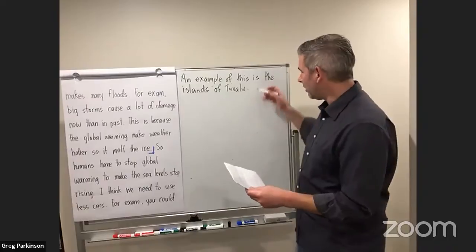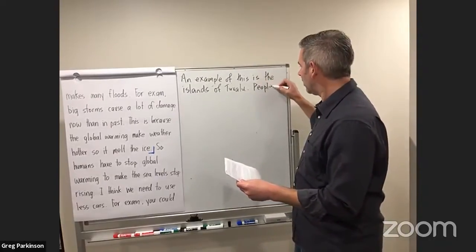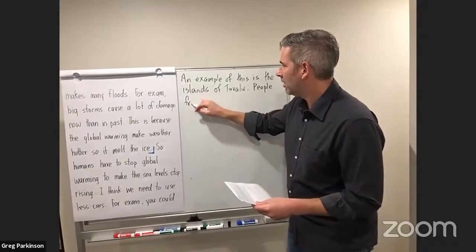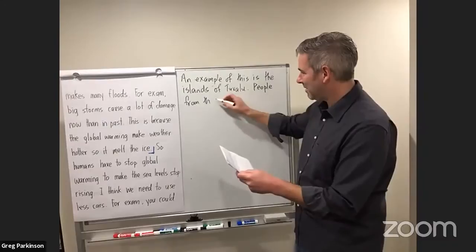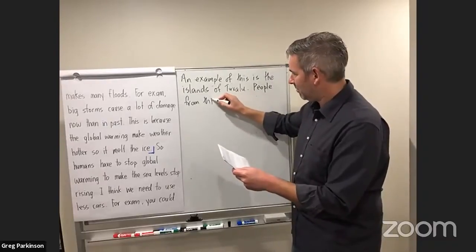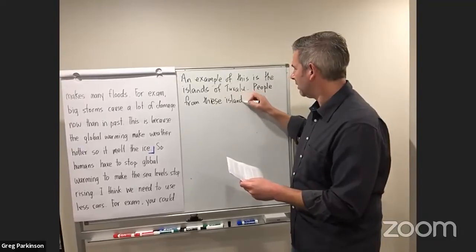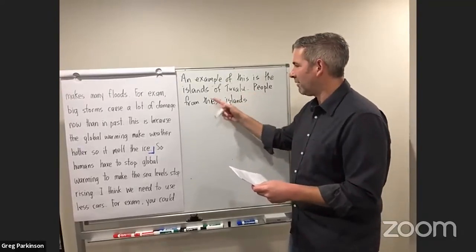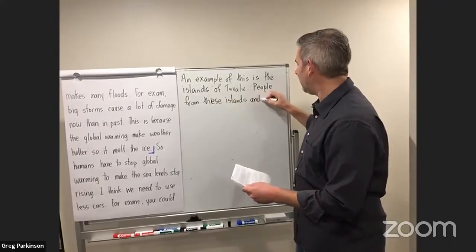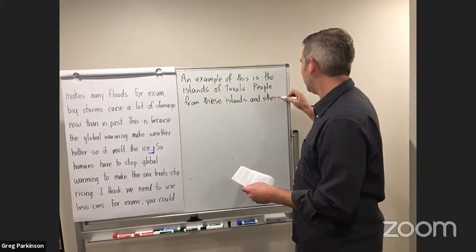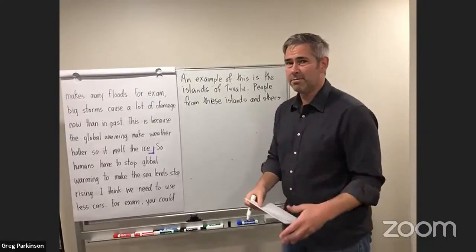Now I'm even going to add a little bit more, right? And I've just told you what I'm going to write, really. So people from these islands. All right, so again, I'm referencing, right, these islands and others, right? So Tuvalu is just one example. There are other places which have been flooded.